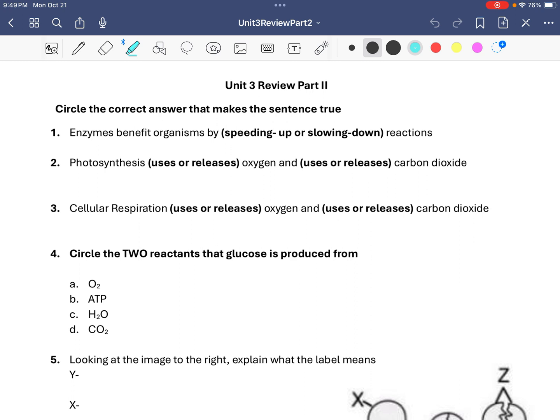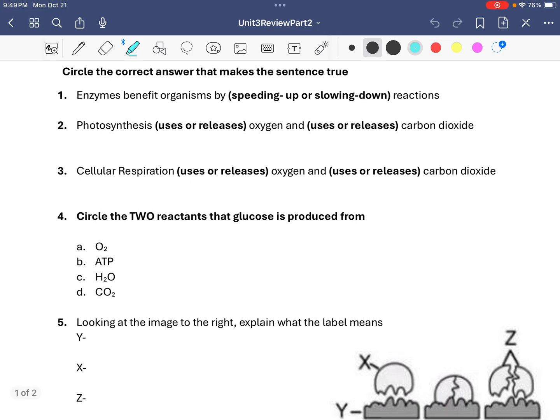So let's start the review with Unit 3. Circle the correct answer that makes the sentence true. Enzymes benefit organisms by speeding up or slowing down reactions. Here, our keyword is enzymes. You can always, on your scratch sheet of paper on the side, do a little brain dump. So enzymes are proteins, remember? That is one of our 4 biomolecules that we learned. And enzymes speed up or catalyze reactions. That is their main function, speeding up reactions, making them go faster.